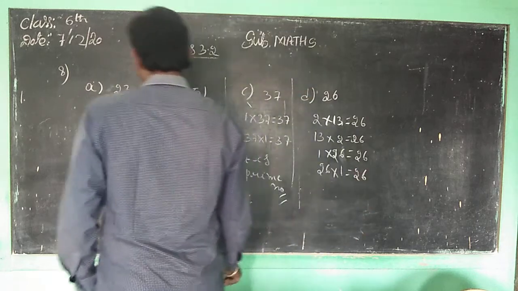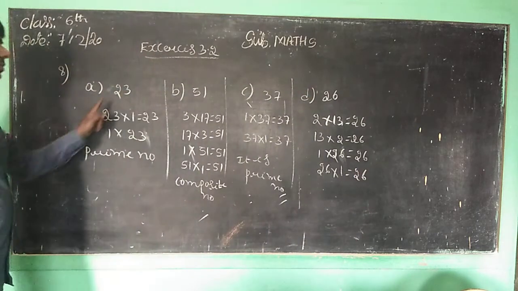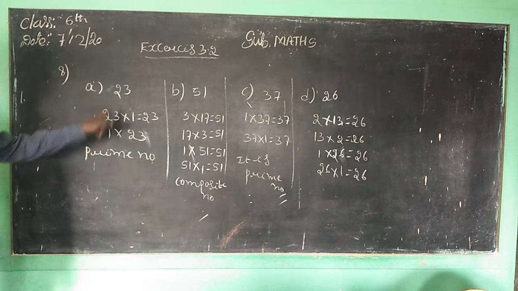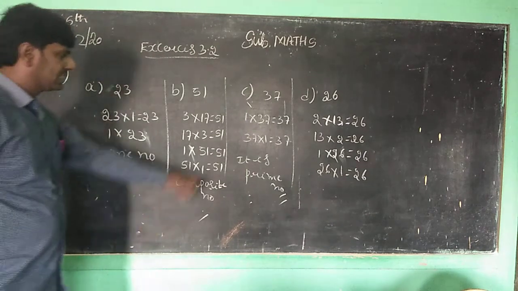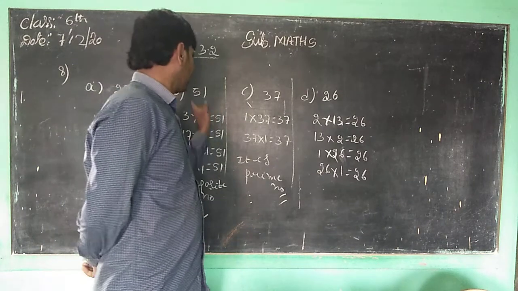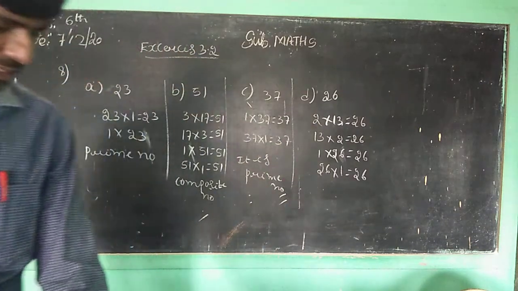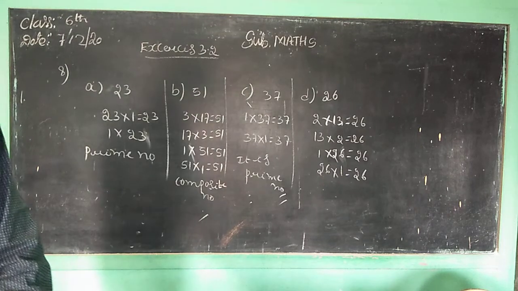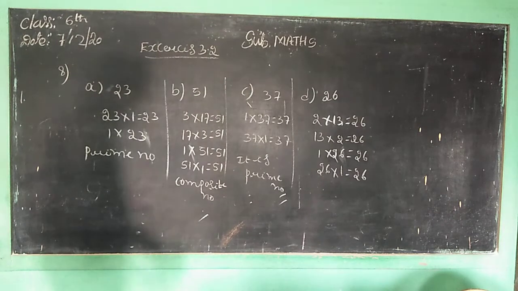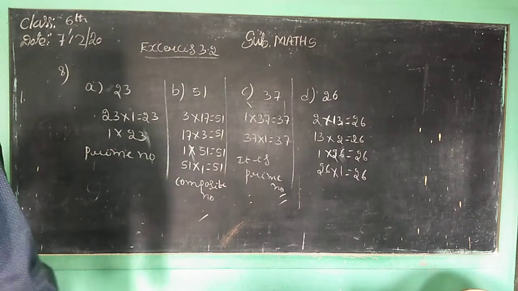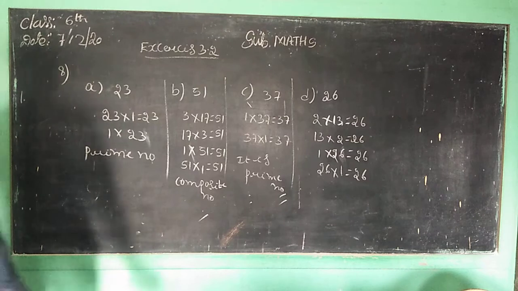See children, these are 23, 51 and 37 and 26. Which is the prime number? 23 is the prime number and 37 is the prime number. So 51 and 26 are composite numbers. Correct children? Children, now we want to take the 10th question, or then also the 9th question. Write 7 consecutive composite numbers, then also less than 100. You can understand children this one.